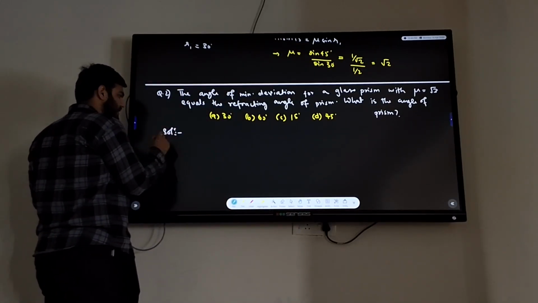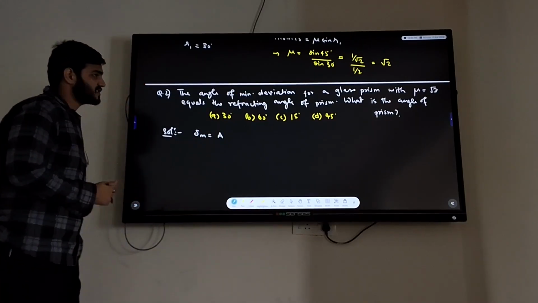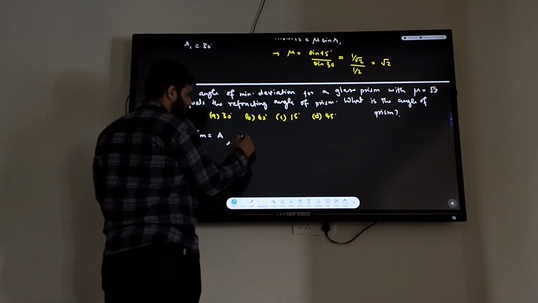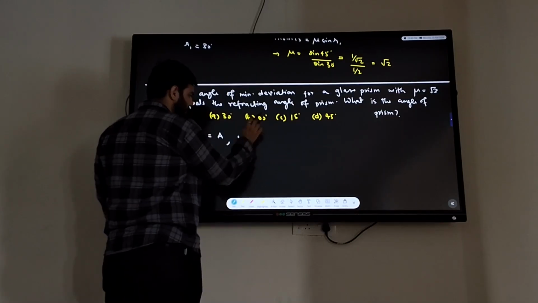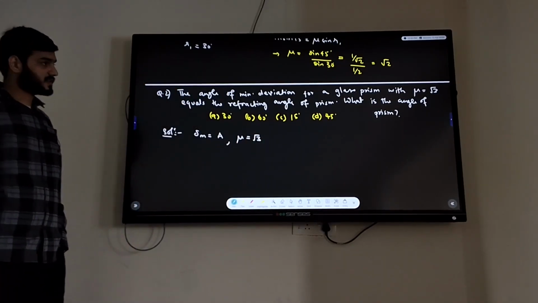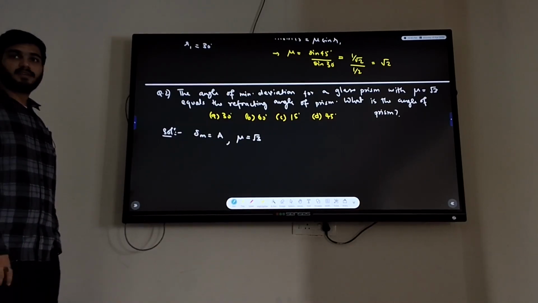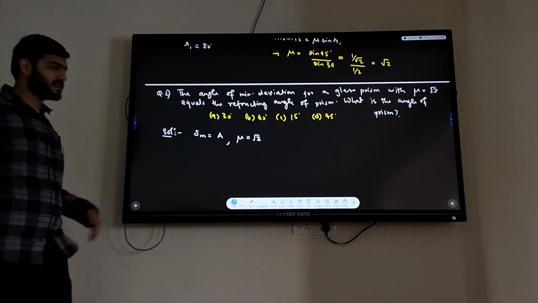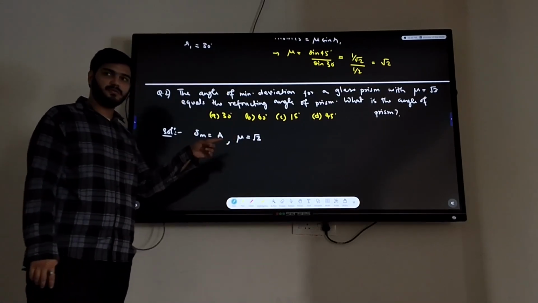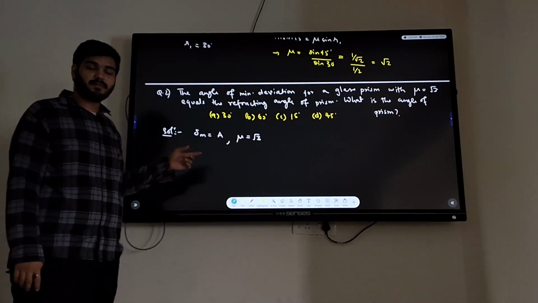It's given that delta min is equal to A, no? And it's also given that mu is equal to root 3. Then they are asking to find what is A. We are given this information. What is the relation between delta min and mu?